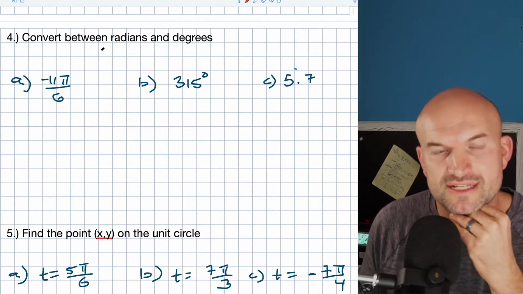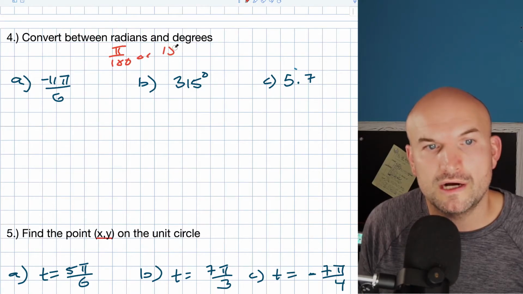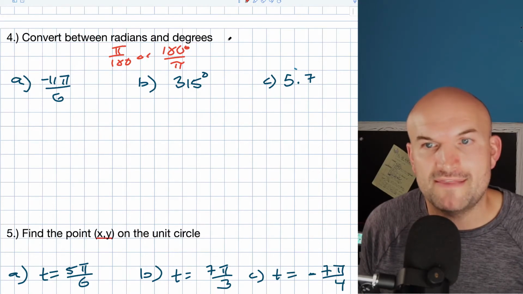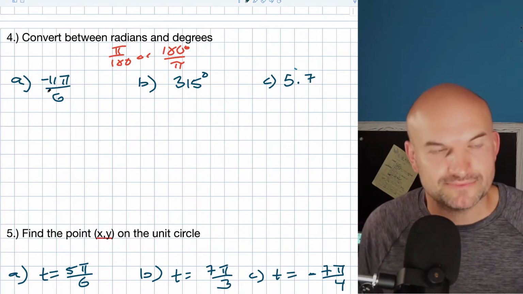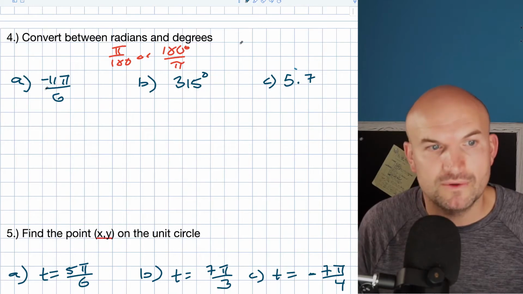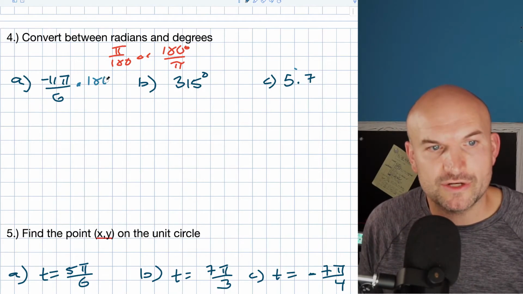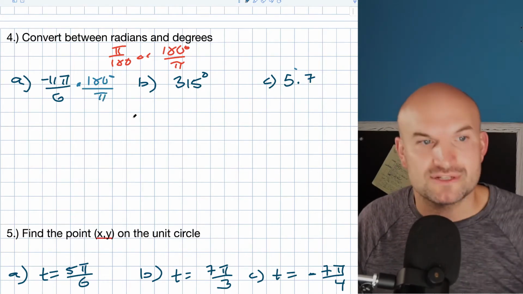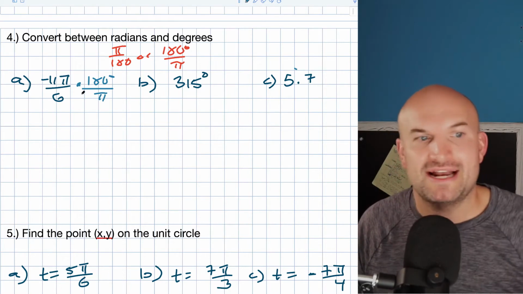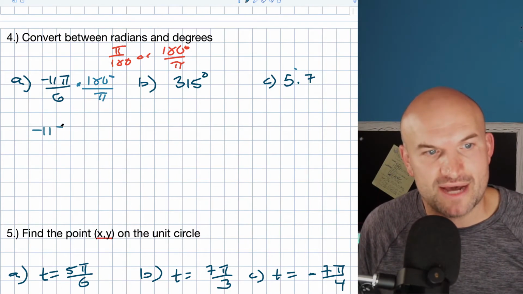Basically, to do this, all we're simply going to do is use our conversion ratio, which is either going to be pi over 180 or 180 degrees over pi. And that all depends on what unit you're trying to go from. So if I'm trying to go from radians to degrees, I want to multiply by 180 degrees all over pi. The reason being is I want my pi's to divide out, right? I want these pi's to divide out.